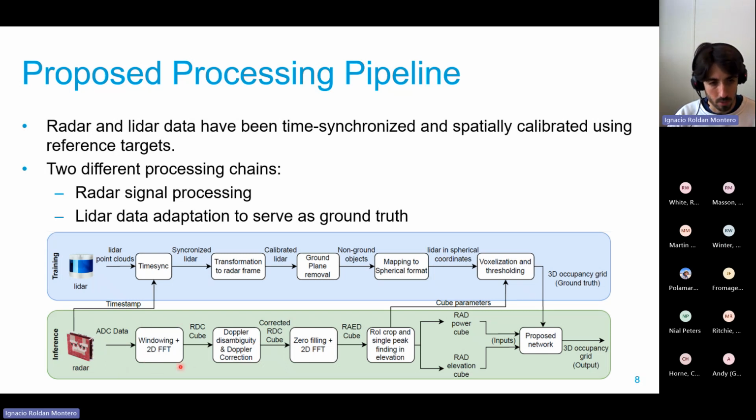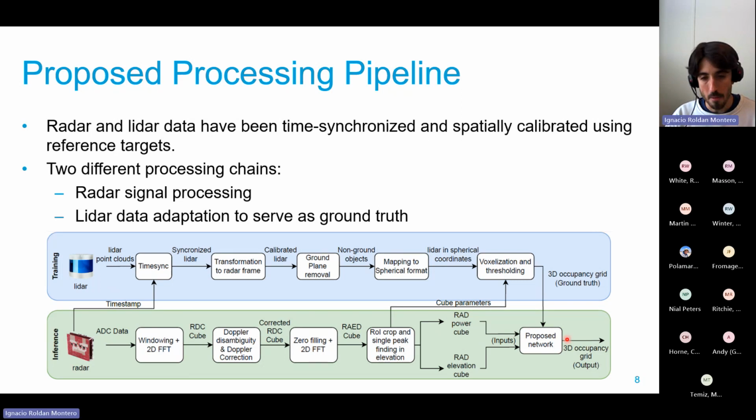We do windowing and the FFT. The only problem here is that we are using TDMA, so time division multiple access. So there are some algorithms you have to do to extend the unambiguous Doppler and to do some Doppler correction due to the different transmission times. This code is available, by the way. So then, because our array is sparse, we do some zero filling, just easy, and then we crop our field of view to try to avoid grating lobes. So it's quite a standard processing chain, and then we train the network.